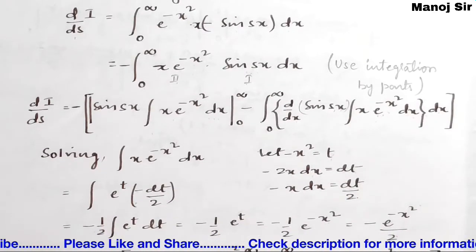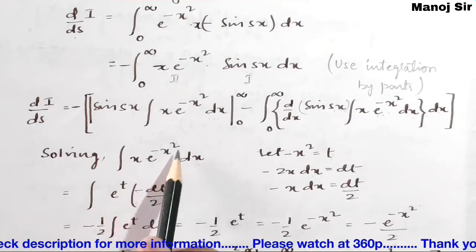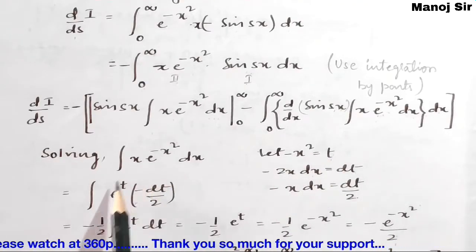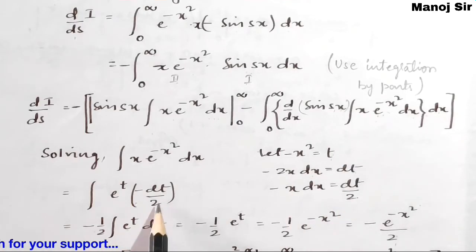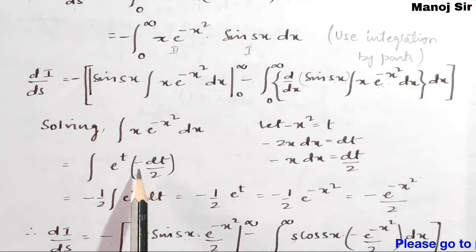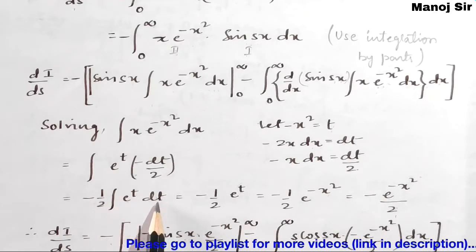So if you want to solve this, then this will become e to power, this part is what? t. So it is e to power t. Now x dx is what? Minus dt upon 2. Now we can easily solve this integration. Taking this minus half, it is integration of e to power t dt.